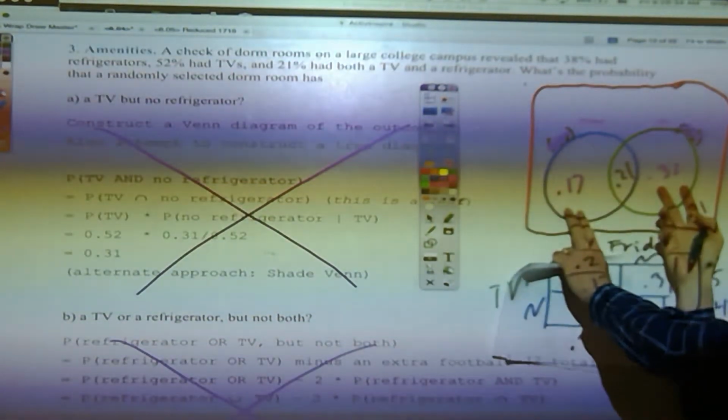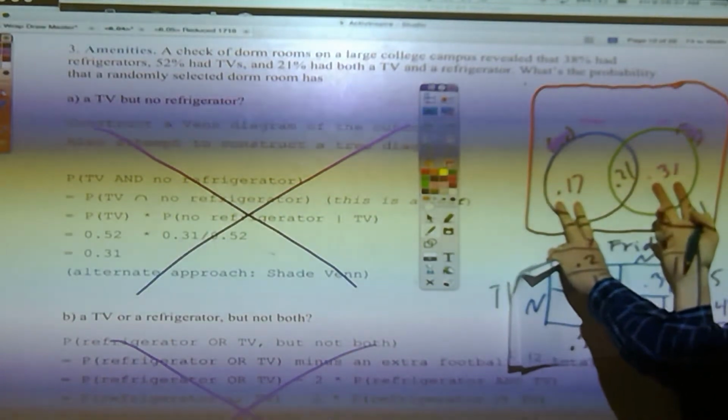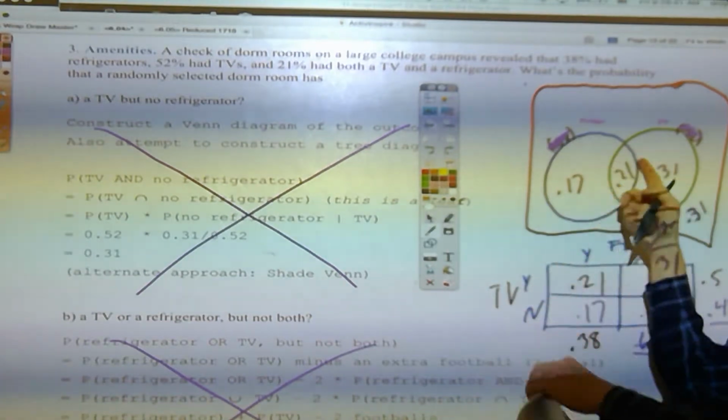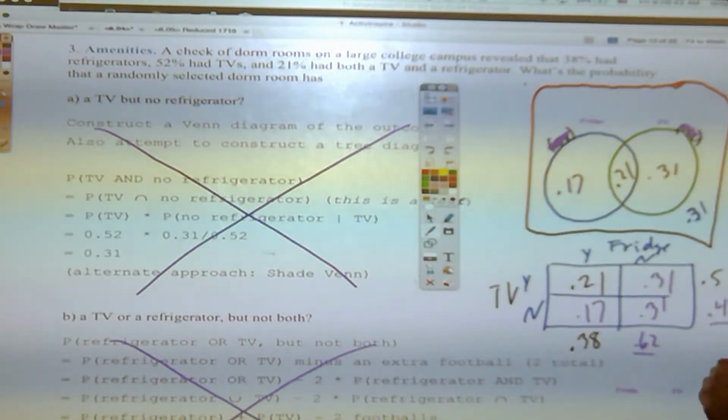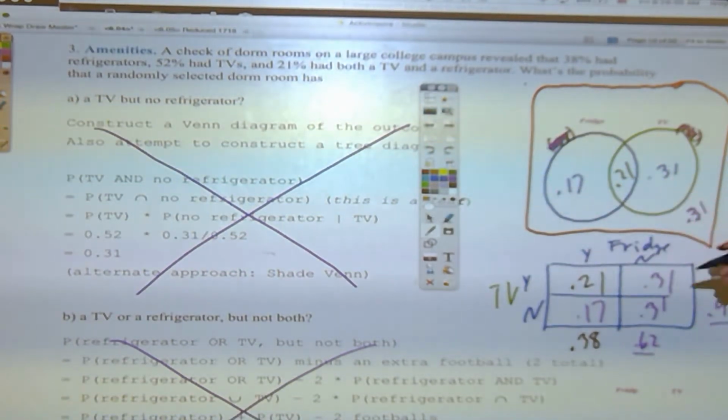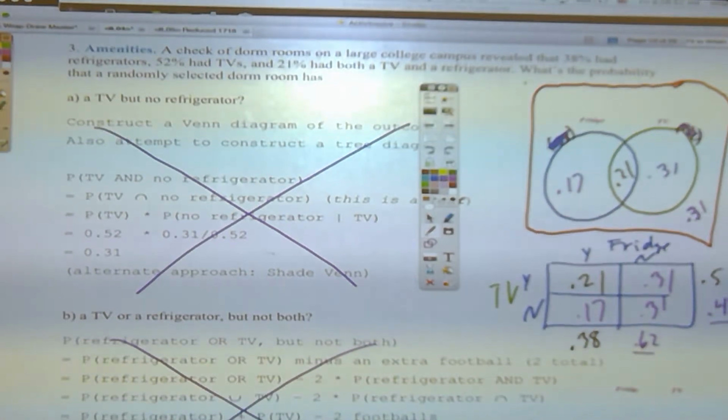Now the Venn diagram is kind of sweet. It's like 0.17 plus 0.31. They're talking about the 2 cookies. They have a fridge or a TV, but they're not in the football section. So here we see an upside to the Venn diagram. It's like, well, yeah, I can see exactly what they're describing. 0.17 plus 0.31.